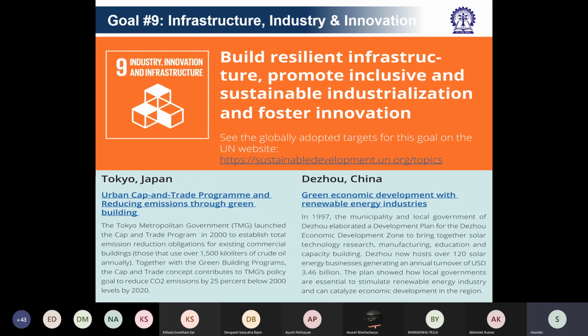Then goal 9 is about infrastructure, industry and innovation. That is, we need to build resilient infrastructure, promote inclusive and sustainable industrialization and foster innovation. Technological progress so far has helped us address big global challenges such as creating jobs and becoming more energy efficient. For example, today the world is becoming even more interconnected and prosperous because of the internet.